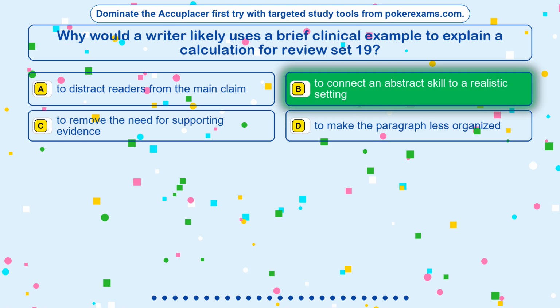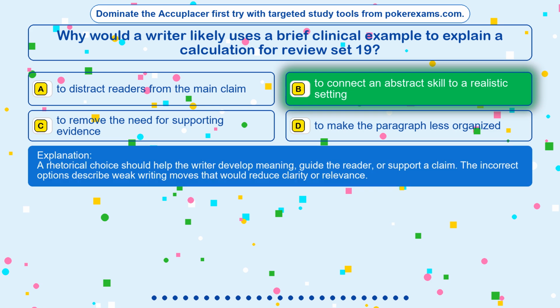The correct answer is option B, to connect an abstract skill to a realistic setting. A rhetorical choice should help the writer develop meaning, guide the reader, or support a claim. The incorrect options describe weak writing moves that would reduce clarity or relevance.